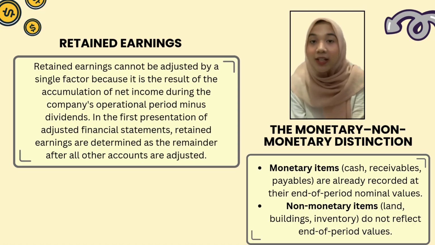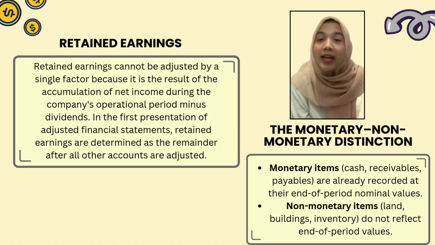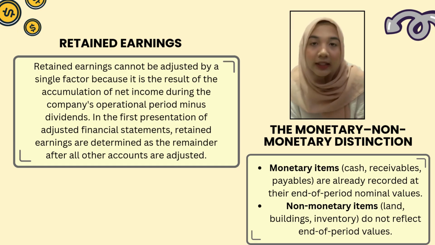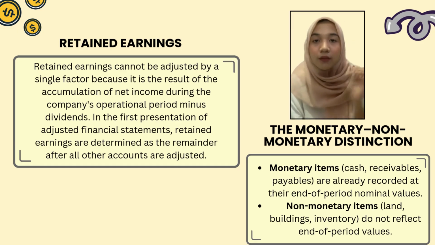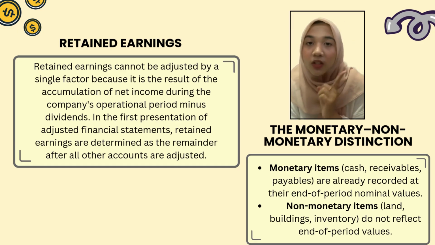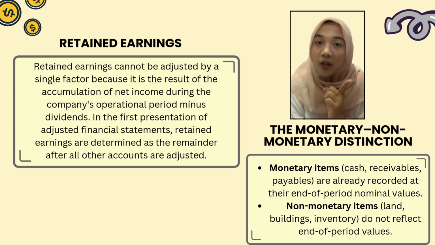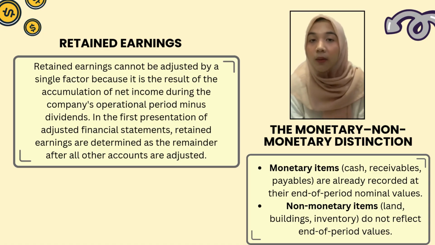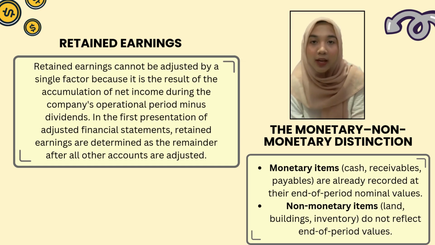And the next one, the monetary non-monetary distinction. It's important to distinguish between monetary and non-monetary items because they are treated differently in inflation accounting. The first one, monetary items: cash, receivables, payables are already recorded at end of period nominal value, so they do not need to be adjusted. However, they may experience purchasing power gains or losses due to inflation.